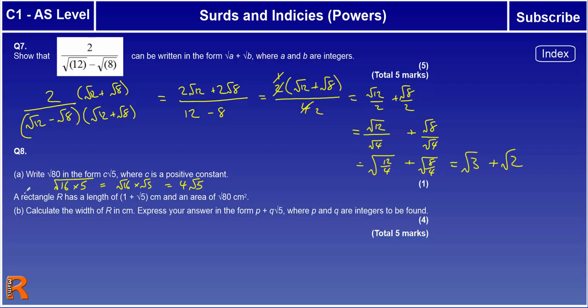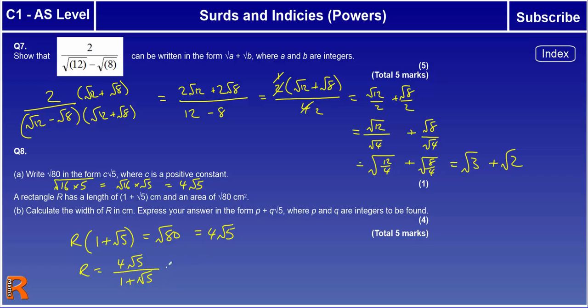Okay, in part B we have a rectangle. R has a length of 1 plus root 5 and an area of root 80, and the width is R. So we've got R times the length, 1 plus root 5, equals the square root of 80. And we know the square root of 80 is 4 root 5, so let's just add that on the end. Now to get R, we need to divide by 1 plus root 5. So we've got R equals 4 root 5 divided by 1 plus root 5.